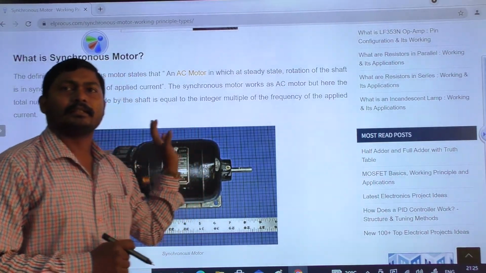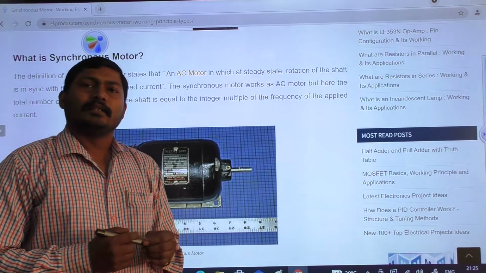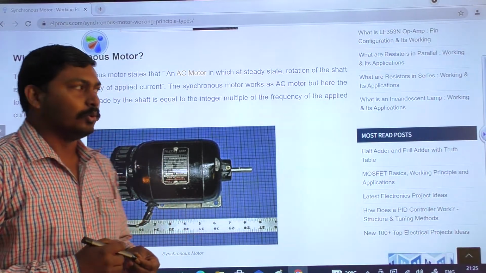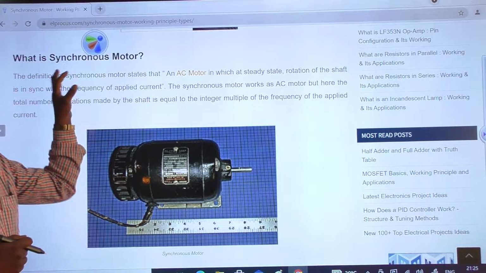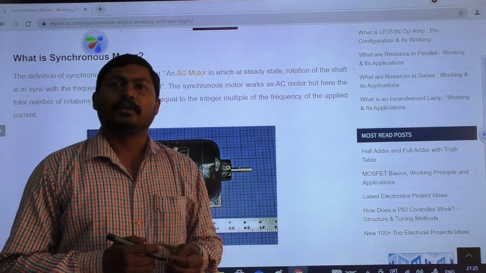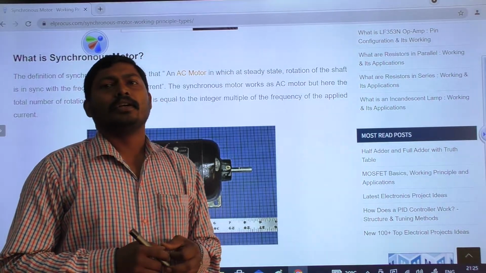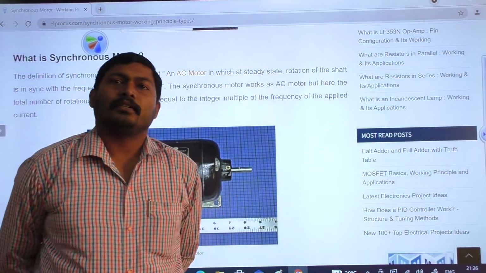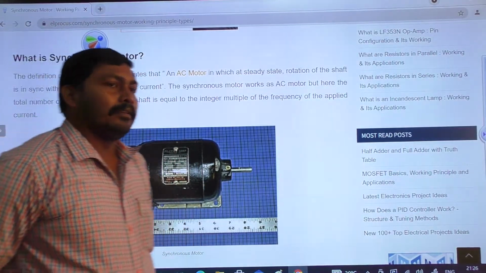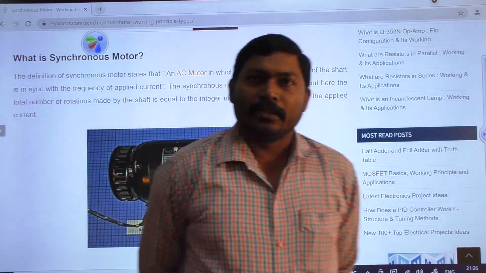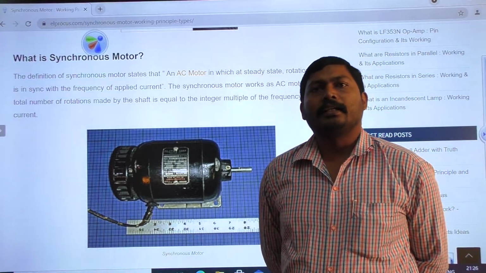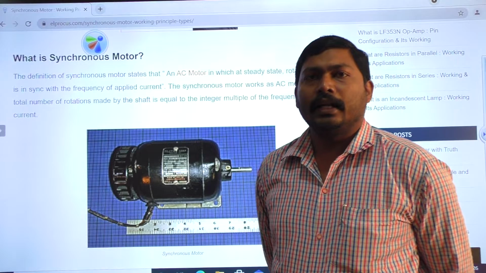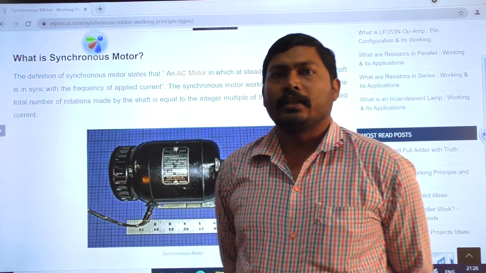Before starting this synchronous motor, let us understand what is the working principle behind it. To know the working of synchronous motor, we have to understand the working of a motor. Every motor works on the principle of Faraday's laws. So what is Faraday's laws? According to Faraday, whenever a current carrying conductor is placed inside a magnetic field, it experiences a torque. Now this torque is useful and we use this torque as a rotating thing.